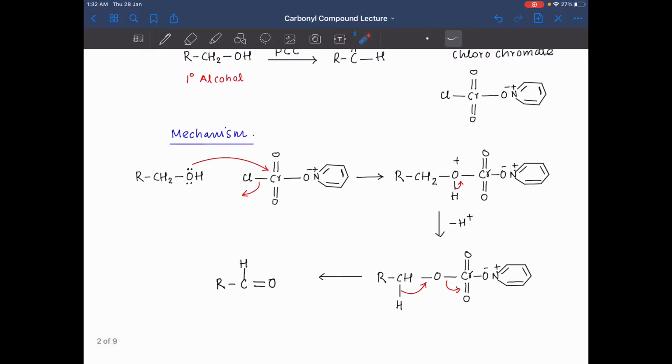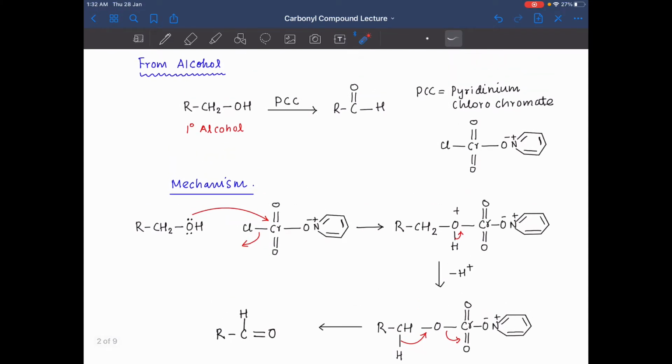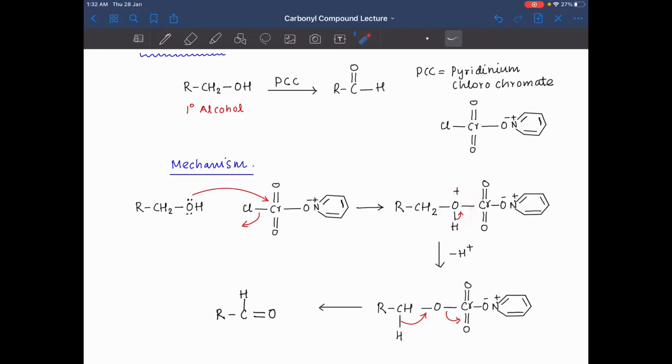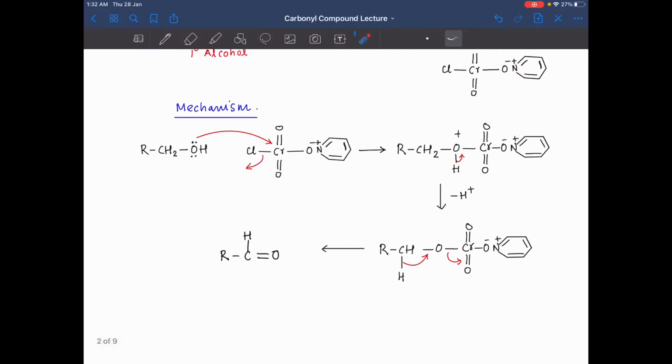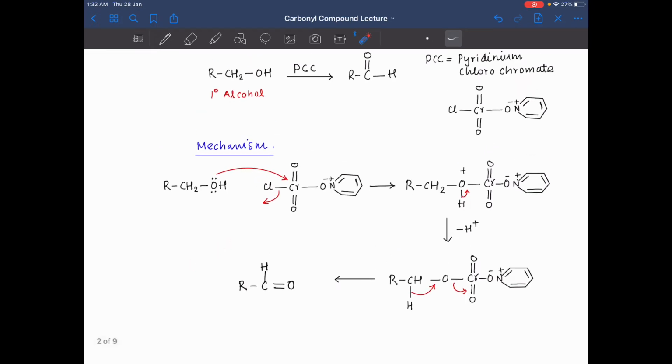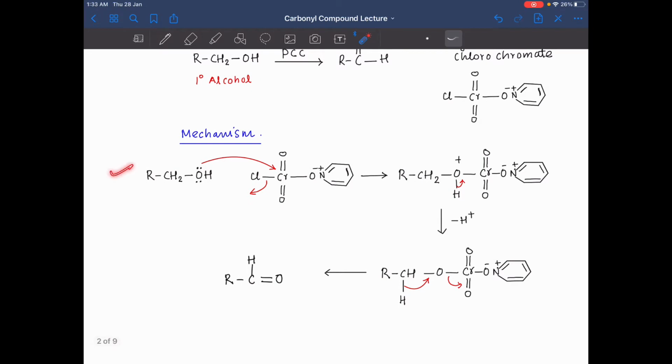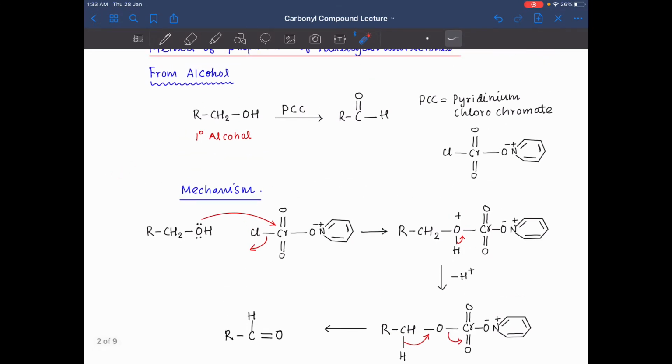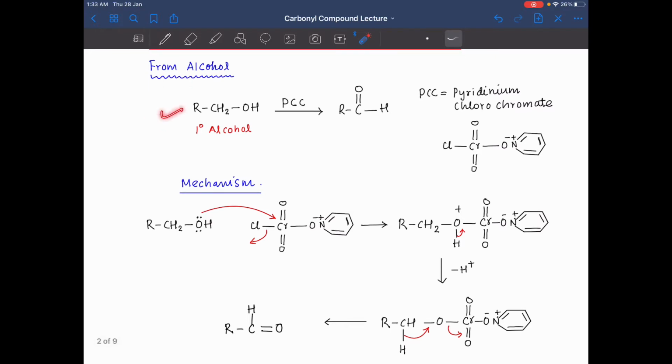If we see the mechanism, in the first step the lone pair of the oxygen of the OH group attacks the chromium and the Cr-Cl bond breaks. In the next step, deprotonation happens, and in the next step the C-H bond breaks and forms the C=O double bond, and that is the product. Simple mechanism. I hope you understand the mechanism. So from the 1 degree alcohol, we are getting aldehyde via oxidation, using PCC.